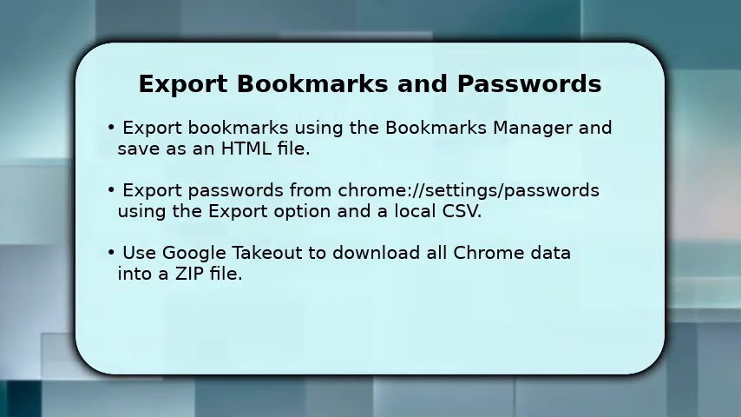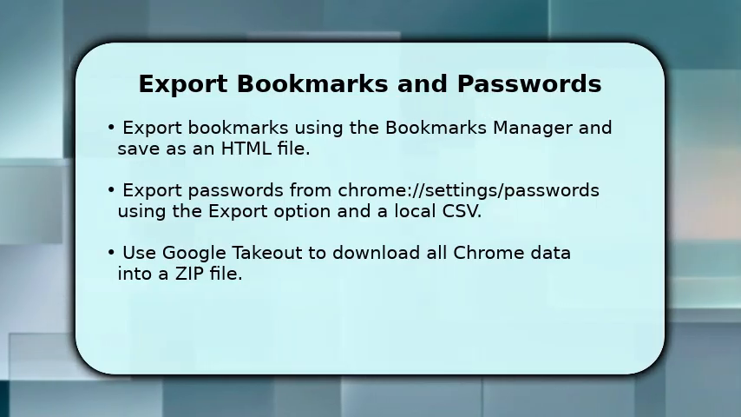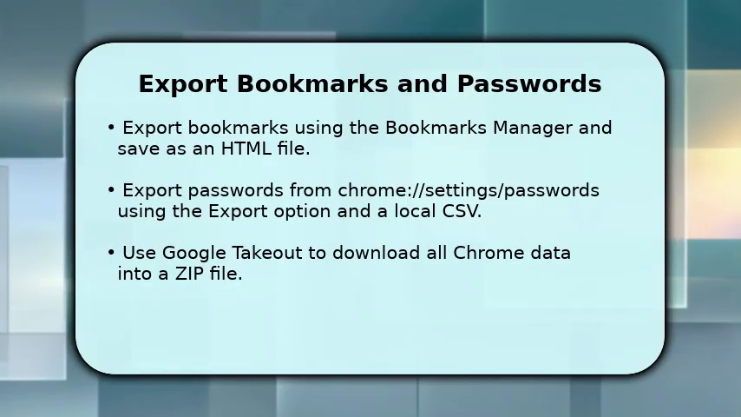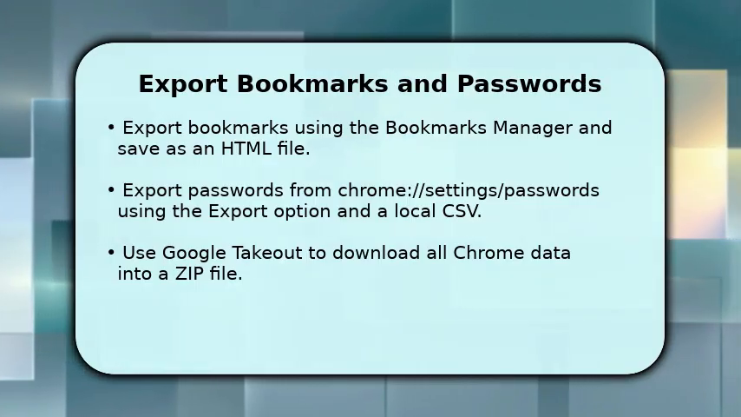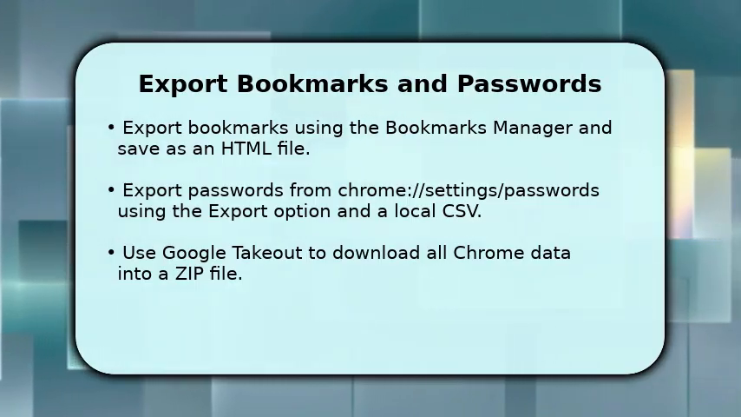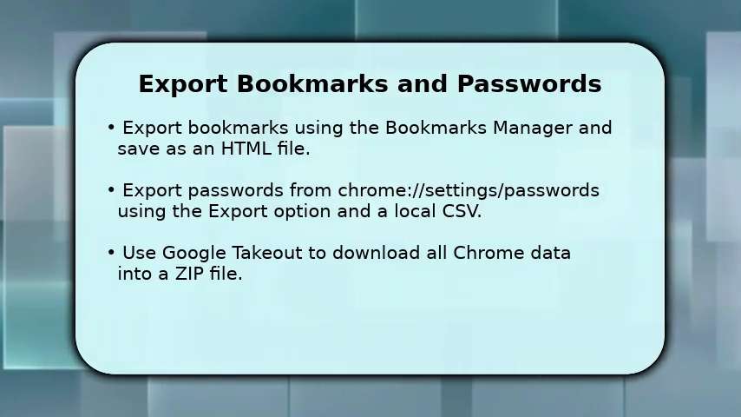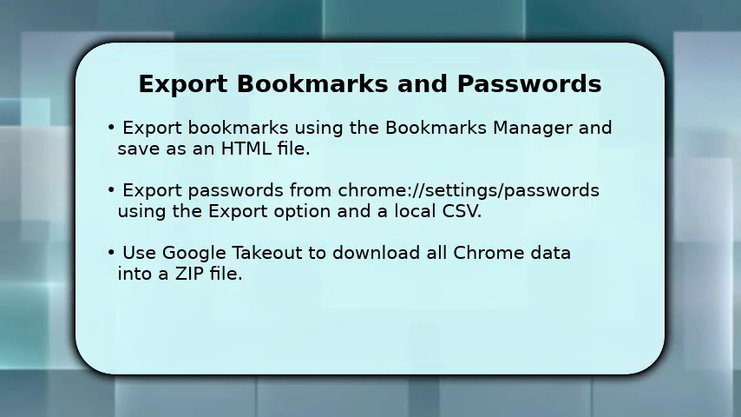To export passwords, go to chrome://settings/passwords, open the three-dot menu, then choose Export Passwords and confirm with your device password. For a comprehensive download, use Google Takeout to request a zip archive of Chrome data. Then save the archive to an external drive.